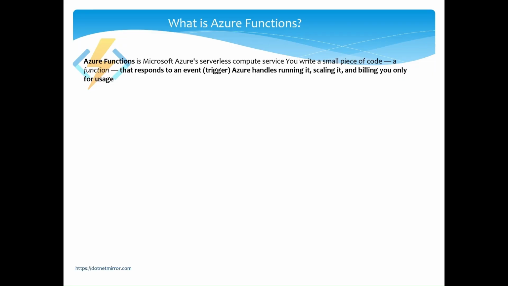It scales automatically. If 10,000 people hit your function at once, Azure will spin up 10,000 instances to handle it, and then shrink it back to zero when the rush is over.